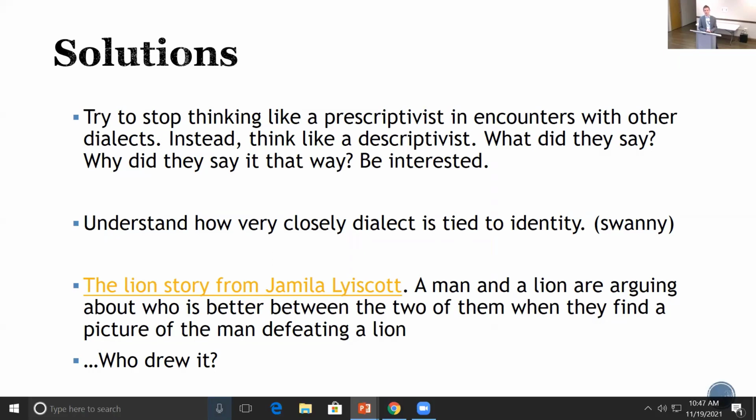Just starting a conversation about these can be really wonderful. Why did you say that? I'm actually interested. What does that word mean? What is this construction? Where did you learn that construction?